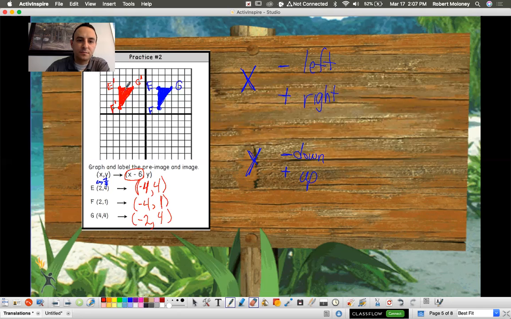Okay. How did we do? Some of you already had the final image graphed. You didn't even do the pre-image. So make sure you graph what you're told. Now, I think on your homework, I gave you the pre-image graphed always. So you shouldn't have too big a deal on that one.